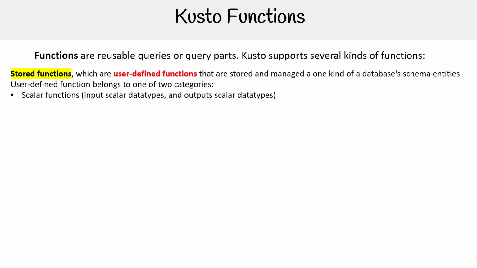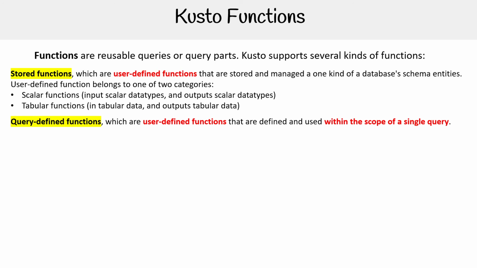We have scalar functions. These have input scalar data types and output scalar data types, and then tabular functions. These take input tabular data and they output tabular data. Tabular data is just when you're working with multiple rows in a table.